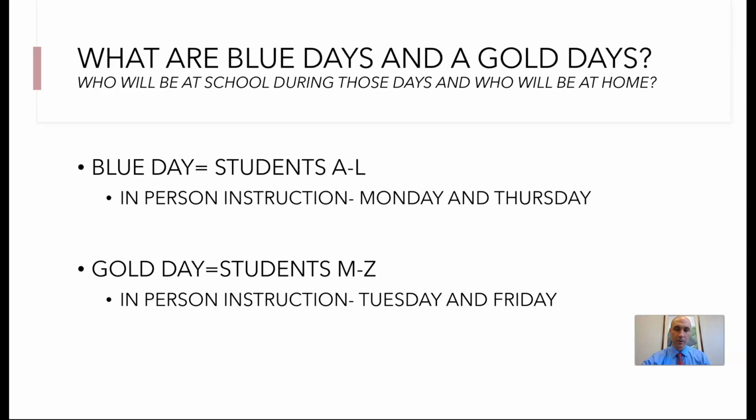Next is a question of who actually is in school, who's going to be assigned for in-class instruction on any particular day. We're going to call these blue and gold days and basically give you blue and gold students. On a blue day, students A through L will be in-person instruction. On a regular week, that will be Monday and Thursday. On a gold day, students M through Z. And of course, this is going according to last name. This is all alphabetical. They will be involved in in-person instruction on Tuesday and Friday, with the Wednesday, of course, serving as that pause day.